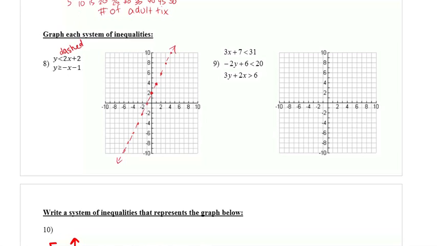And then the other one would be an intercept at -1. And then a slope of -1 as well. And that's going to look like that. Okay, but since it's greater than or equal to, that's going to be a solid line. Like that. And now we need to figure out where to shade.